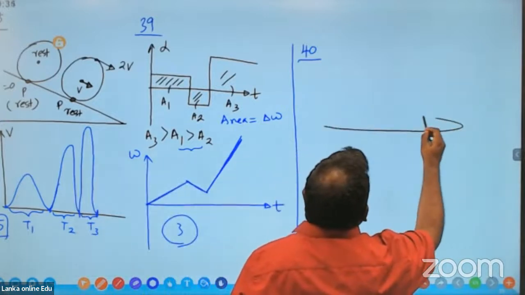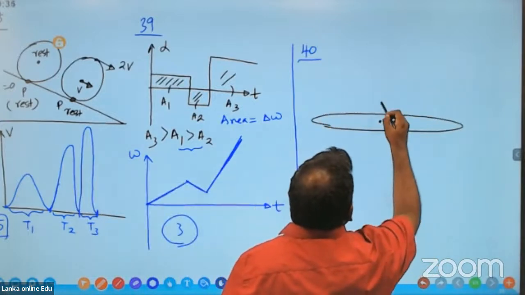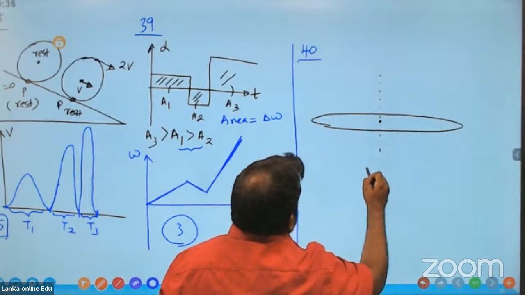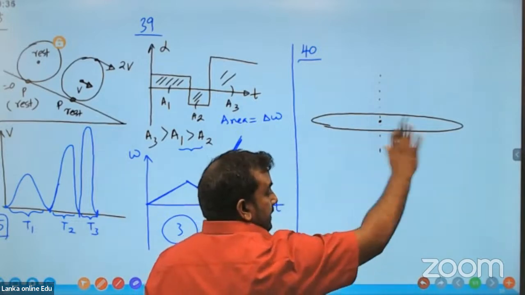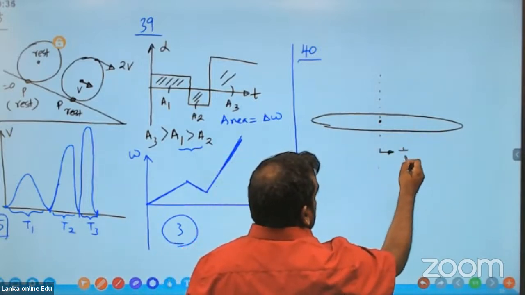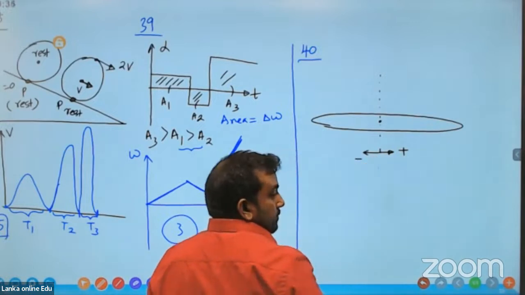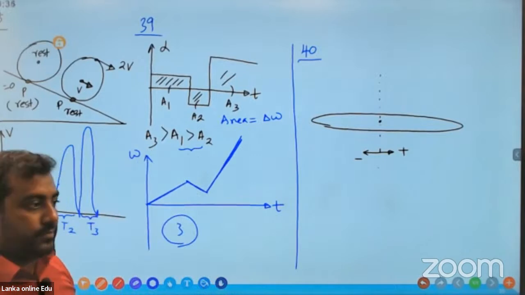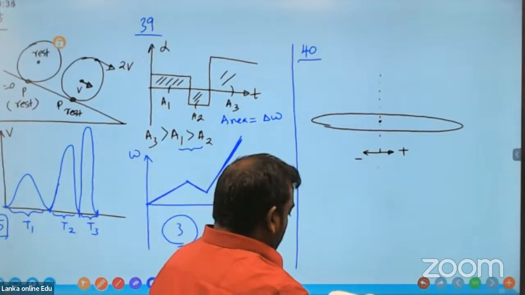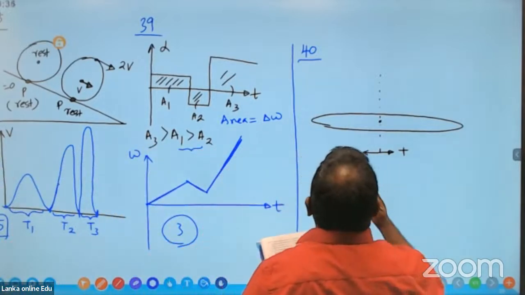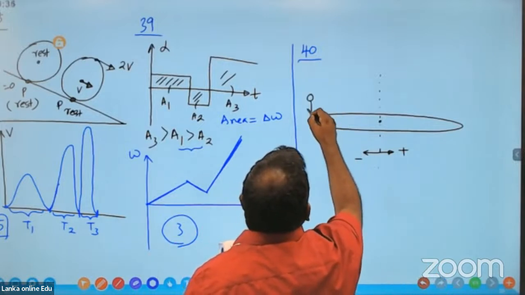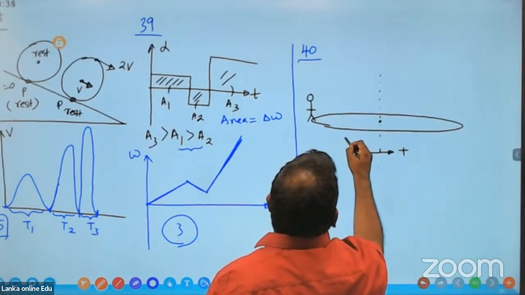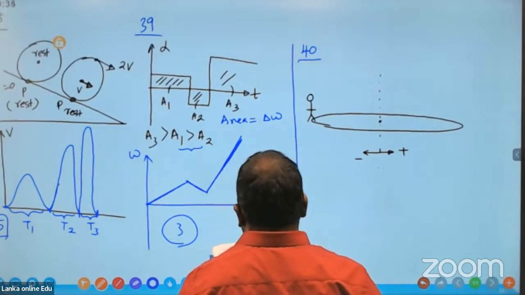So here you have a circle. This side is taken as positive, this side is taken as negative. One side is positive, one side is negative. Now they're telling us this child is standing here at minus r, so minus r is the distance.